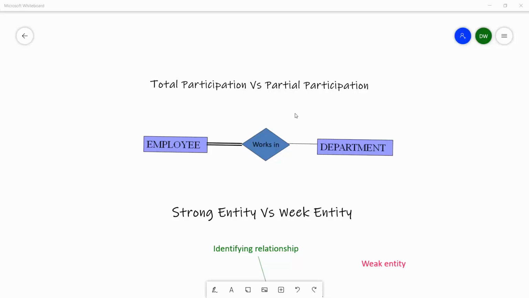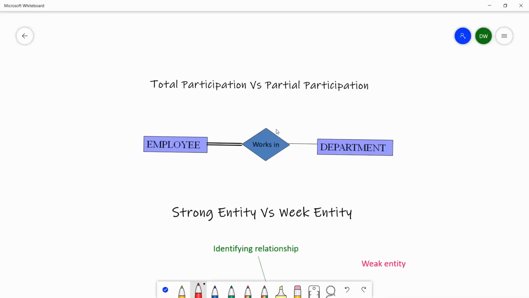So here, the first term we are going to talk about is total participation as well as partial participation, right? We are going to talk about participation, and when we talk about participation, we can take two types, total and partial participation, right? The term itself says that here we are going to talk about how an entity participates in a relationship, right? I think you all remember we have discussed cardinalities last day.